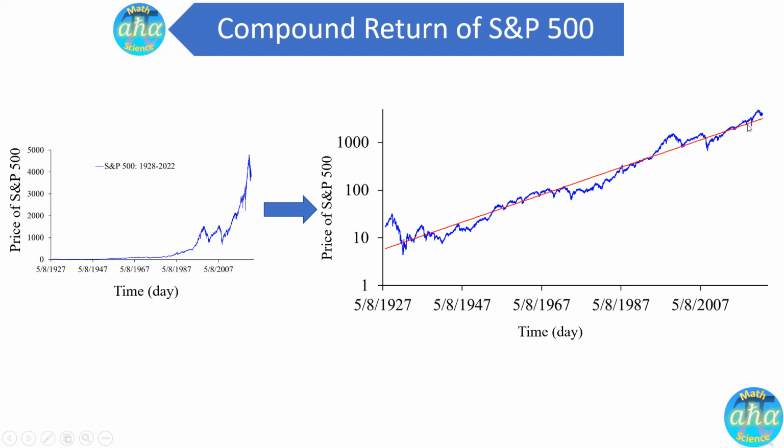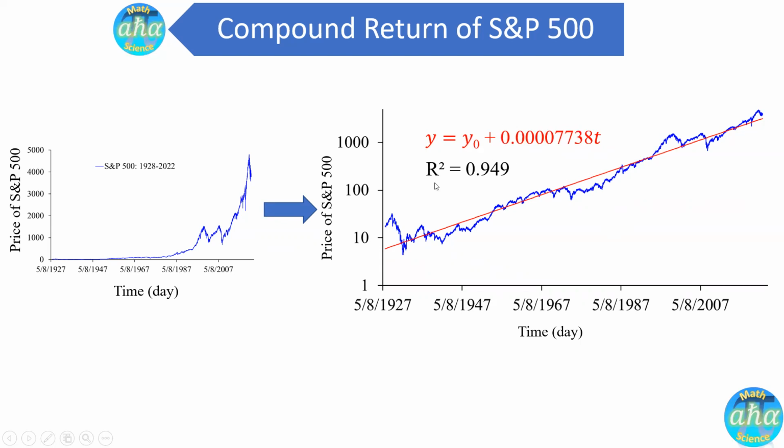This straight line is the trend, describing the trending of the price of this index. In fact, this trend line can be described by this equation here. This is the intercept, and this is the slope. This straight line actually models the data very well.